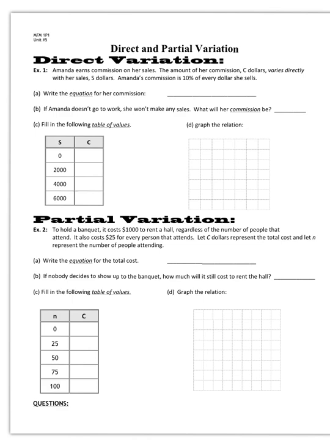Hi, grade nines. So here is one of our last lessons. We are talking about direct and partial variation. So I have two examples here, and then we'll talk about what we notice.